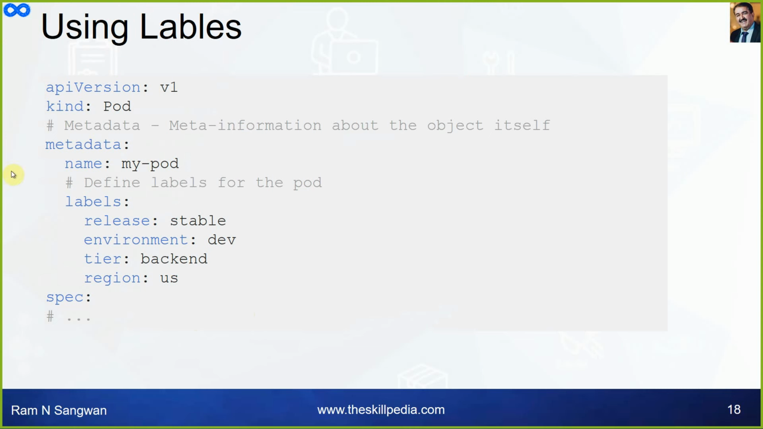Like this. API version, kind is Pod, metadata, name is my pod, and these are the labels. Label release is stable, environment development, tier backend, region US. As I said, these are all keys you have created, you have defined. So these are the key value pairs you have created. So donkey, monkey, horse, cat, you can give any key with any specific value. But then you have to remember these keys and the corresponding values for binding them with other resources like services and deployments.